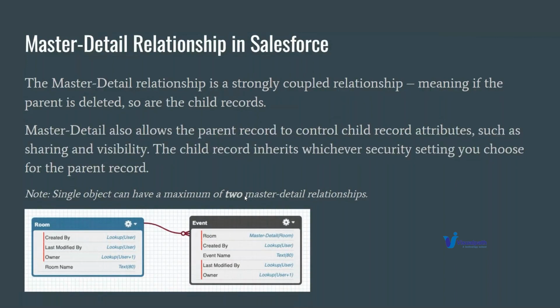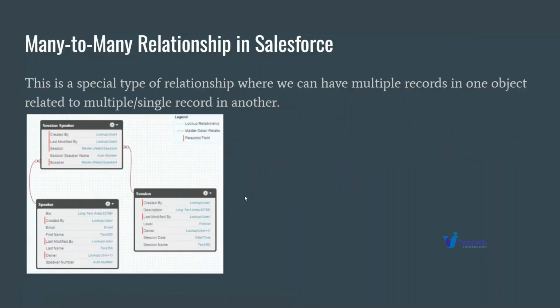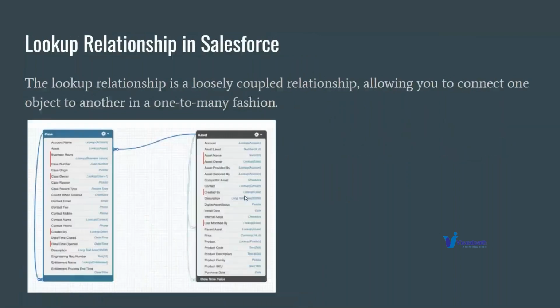Now after this comes the many to many relationship. Master detail and lookup relationship, both of these are one to many, right? One parent can have multiple records. If you have to create many to many, that means you have to create multiple lookup relationships on each of the objects, right?